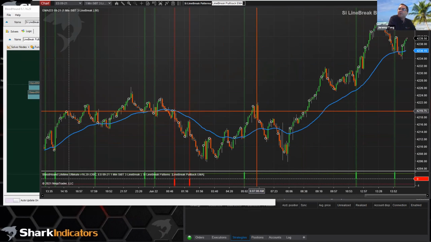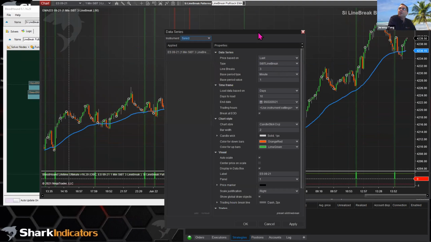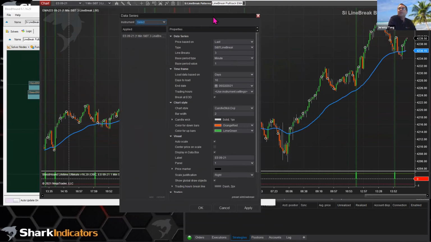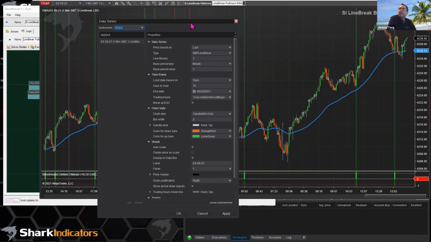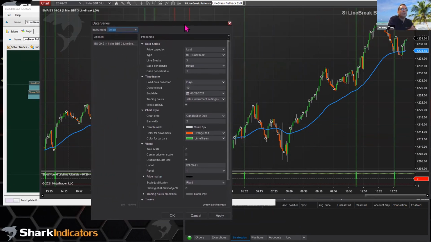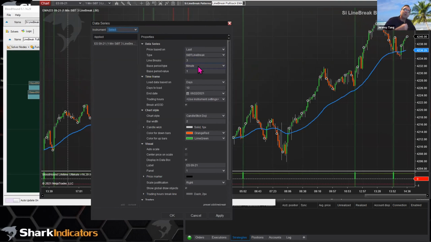If you're not familiar with the 3-line break bar, it is a kind of interesting bar. It's a hybrid between a Renko chart, or you could say it's a Renko chart applied to a minute chart or a tick chart or a volume chart, something like that. So it's a hybrid between a minute, tick, or volume type chart and a Renko.